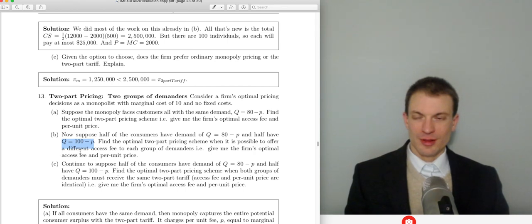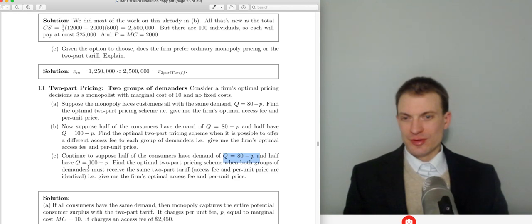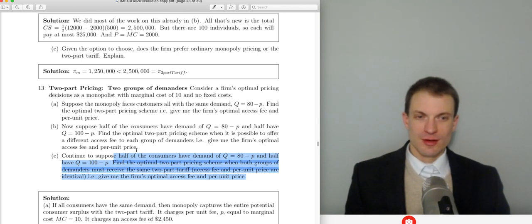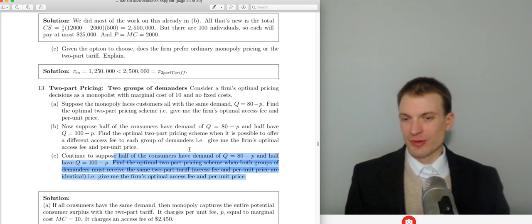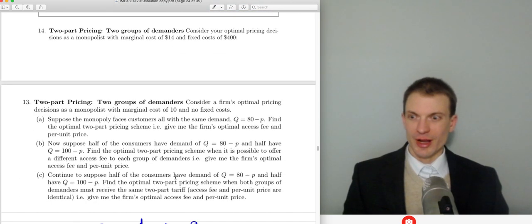Now continue to suppose half the consumers have demand Q is equal to here and Q is equal to here. Now we have both groups receiving the same two-part tariff, same access fee. Here's where I'm going to want to write out profit as a function of price. I'm going to differentiate and find the optimal price, and that's going to give me the optimal per unit price and the optimal tariff. Okay, I'm going to skip over this part of the solution and do the one that I actually wrote out.